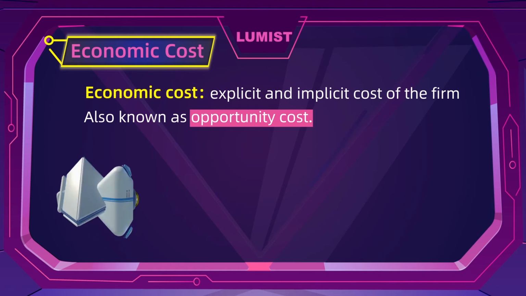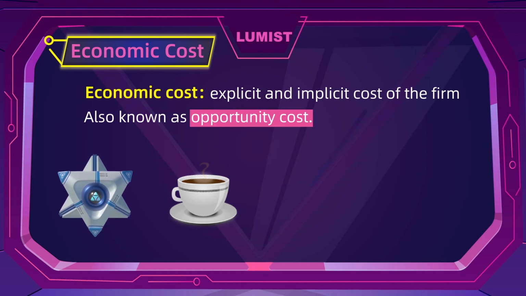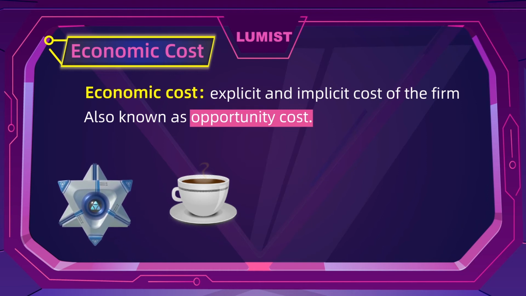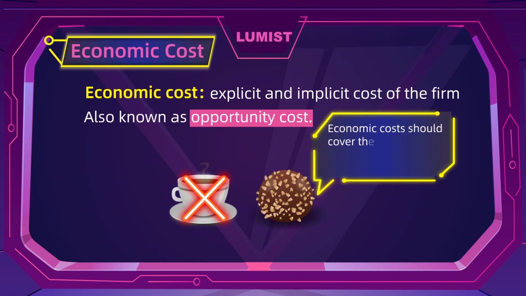For example, when we're calculating the costs of our coffee beans, we not only include what we paid for them, which is the explicit cost, but also the opportunity costs of what else they could have been used for. For example, instead of selling the coffee, we could have sold chocolate-covered coffee beans. So we need to include what we could have earned from that when calculating our economic costs.